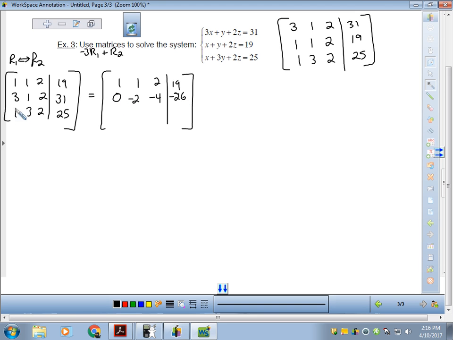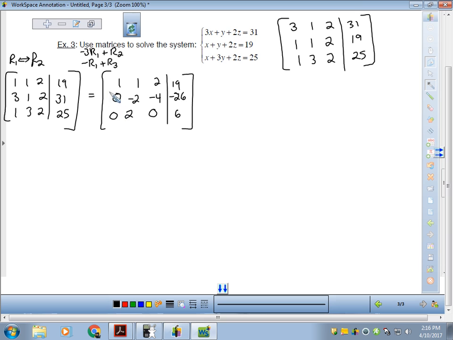The next thing I need is a 0 here. Well, again, I want to take this top row, and I want to do something with it so that I can add it to this bottom row and make a 0 here. Well, to get rid of this 1, I would need a negative 1. Well, this is already a positive 1, so all I have to do is do negative row 1 and add it to row 3. So negative 1 plus 1 is 0. Negative 1 plus 3 is 2. Negative 2 plus 2 is 0. Negative 19 plus 25, that's going to give me a positive 6.